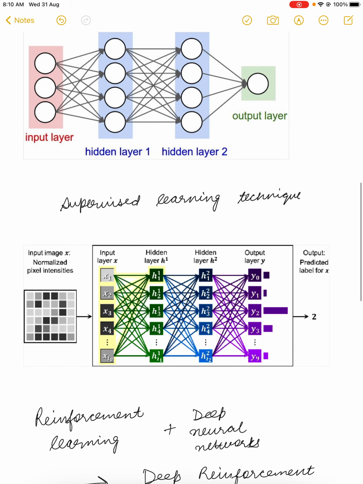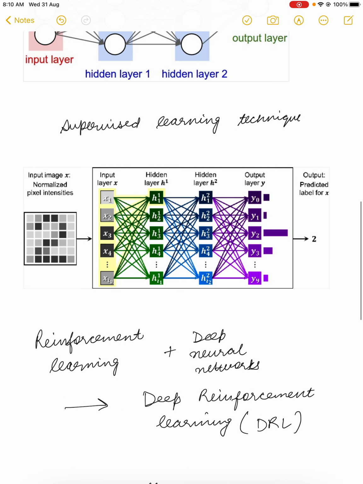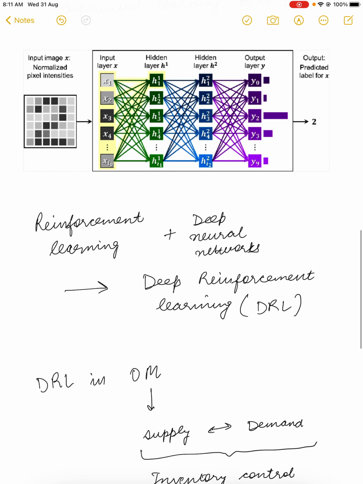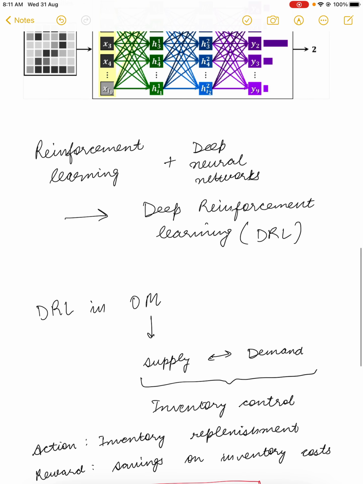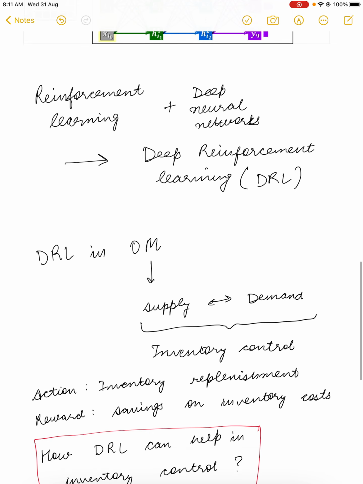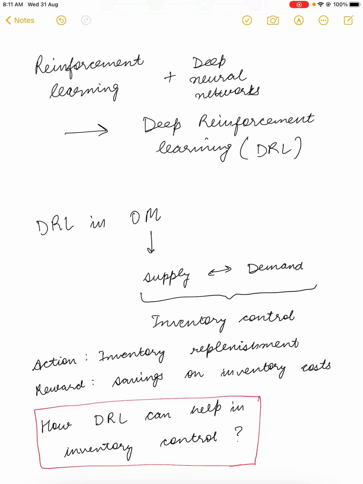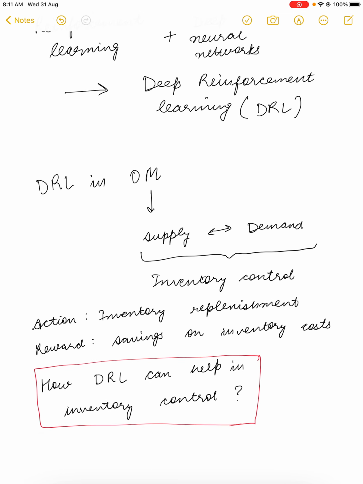The paper focuses on something called deep reinforcement learning. It is basically solving reinforcement learning problems using deep neural networks. So how is it relevant for us? This technique can be used in operations management. The core idea of OM is to match the supply and demand, and that is done by inventory control. As I talked earlier, the action that the agent takes is inventory replenishment decisions, and the reward that he achieves is the savings on inventory costs. The aim of this paper is to discuss how deep reinforcement learning can help in inventory control.